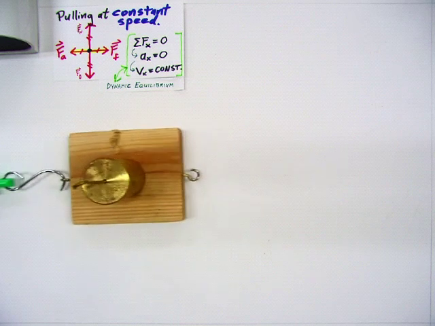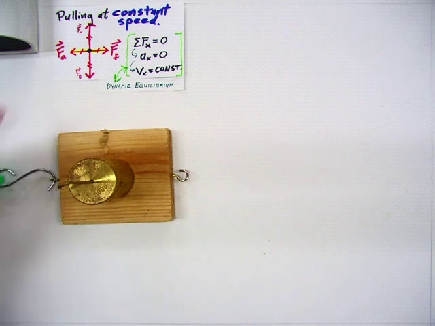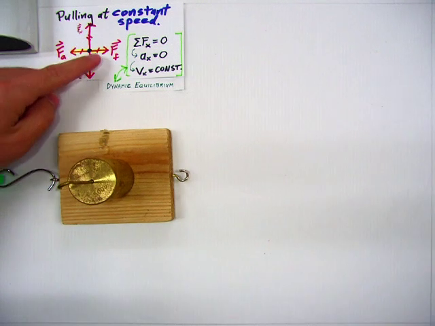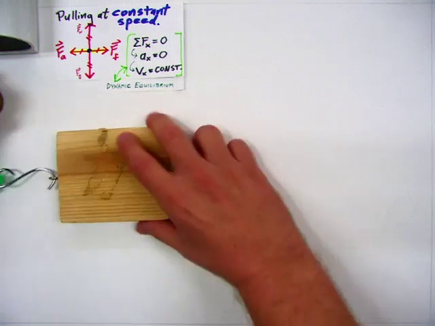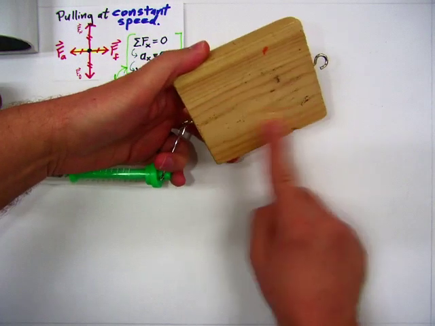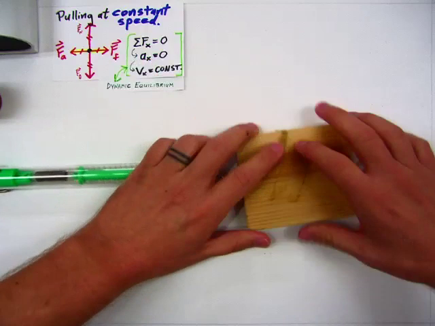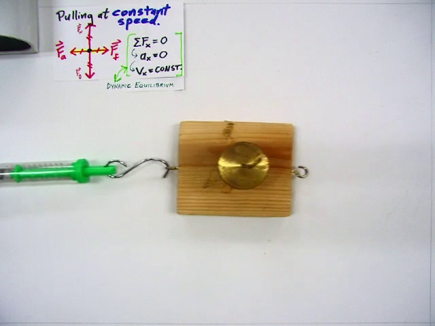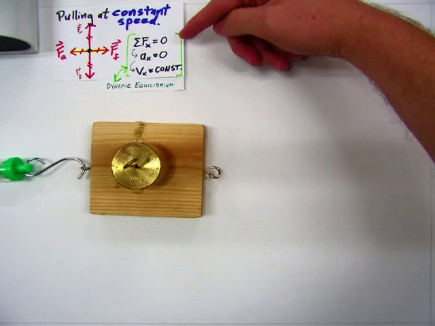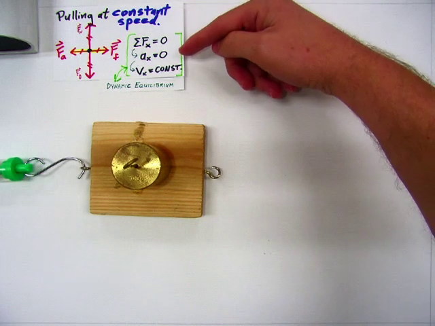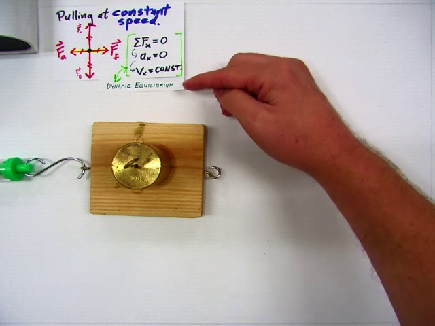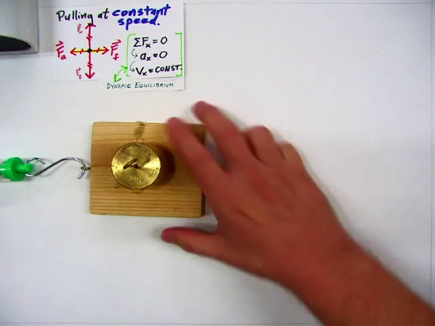If I do that, then I know that the force that I'm applying to pull it with must be equal and opposite to the force of friction opposing me, that friction between the underside of the block and the table surface. If those forces are equal and opposite as I pull, then the net force on the block is zero, its acceleration is zero, and it must be moving with a constant speed, and we say our block is in a state of dynamic equilibrium.